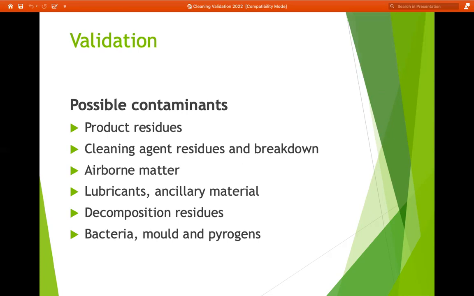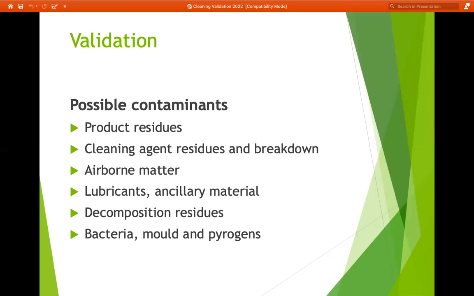Airborne matter, lubricants, ancillary materials. Lubricants which are used in machines, specifically in compression machines or some machines where there are chances of these lubricants going into the product. That is the reason we are insisting on food grade lubricants for compression machines. Decomposition residues, decomposition of any kind of product.